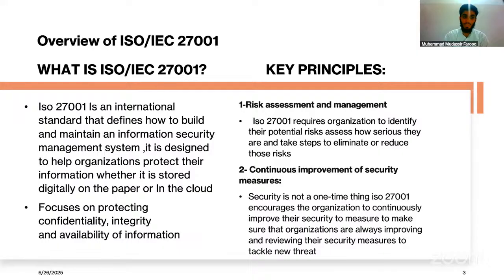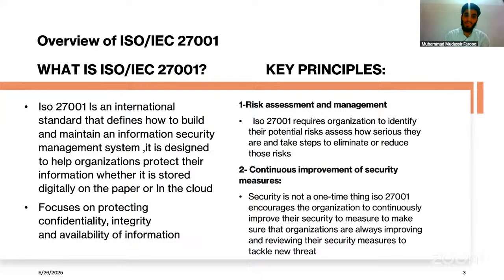So now let's talk about the overview of ISO 27001. So what really is ISO 27001? It is an international standard that defines how to build and maintain an ISMS. It is designed to help organizations protect information, whether it is stored digitally, on paper, or in the cloud. It focuses on protecting confidentiality, integrity, and availability of information. So what does confidentiality mean? Keeping the data private. Integrity means that the data should be unchanged, and availability of information means that the data should be available when needed.